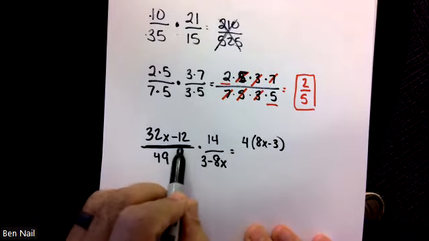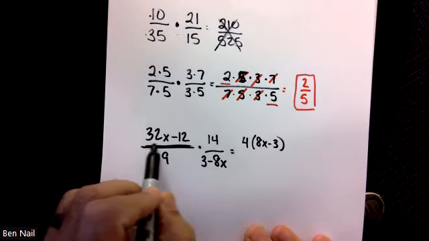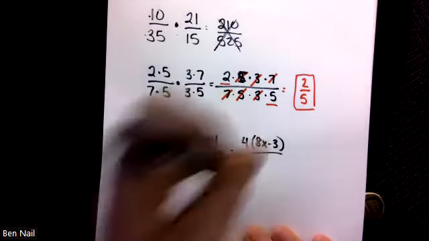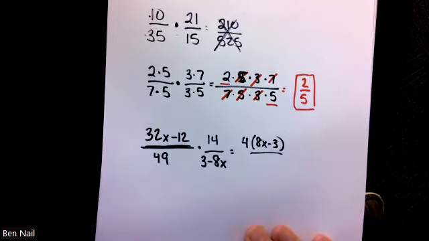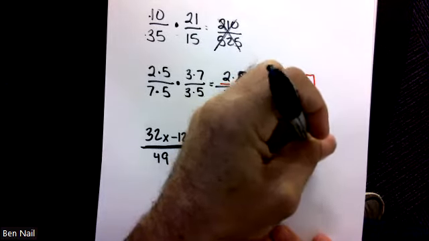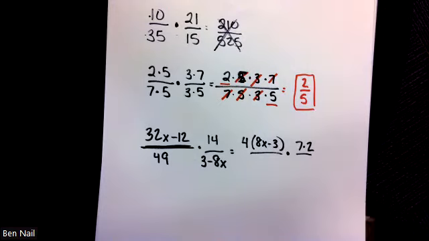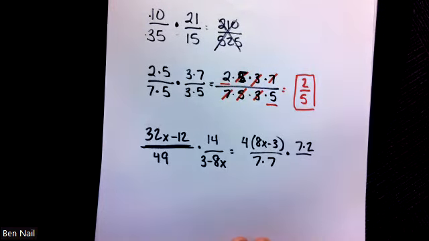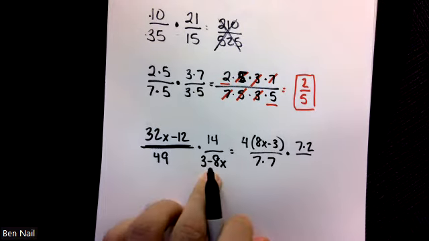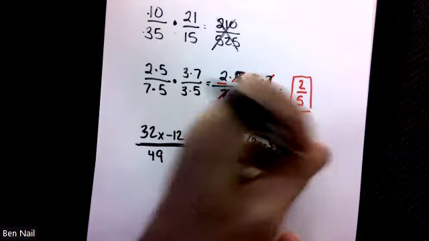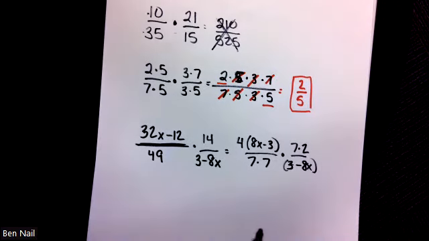32 is divisible by 4. 12 is divisible by 4. We divide 4 out. That means with 8x, 12 divided by 4 is 3. And same thing, multiplying. 14 is 7 times 2. 49 is 7 times 7. And while we can't factor anything out of 3 minus 8x, we don't necessarily need to.